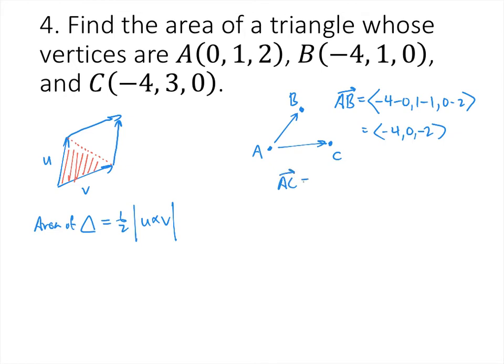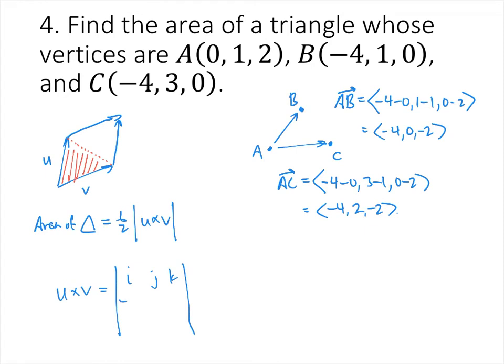And then AC is again going to be the vector given by the difference between the coordinates. So that's going to be -4 minus 0, 3 minus 1, and 0 minus -2. So that gives us -4, 2, -2. So those are the u and the v that I'm going to use to find my cross product. So again, we set it up the same way, u cross v, i, j, k, first vector in the first row, second vector in the next row, and then again, working that out just like we did in the first couple of examples, this time it's going to be 4, 0, -8.